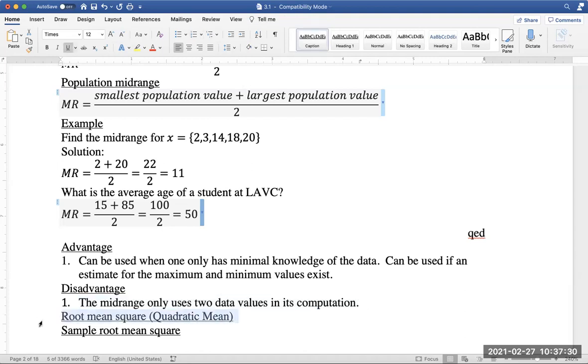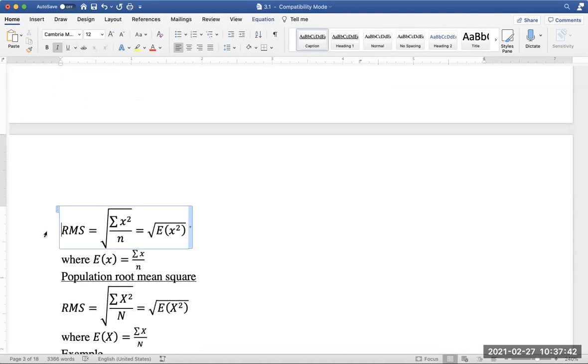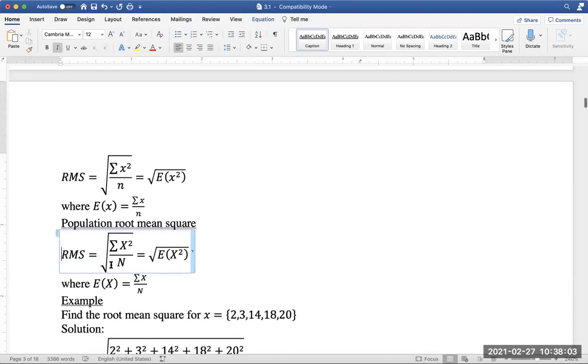Next, the midrange. Next, the root mean square, sometimes also called the quadratic mean. The sample root mean square is the square root of the sum of x squared divided by n. It's the square root of the expected value of x squared, where the expected value of x is the sum of x over n. The population root mean square is the square root of the sum of x squared over n. It is the square root of the expected value of x squared, where the expected value of x is just the sum of x over n.